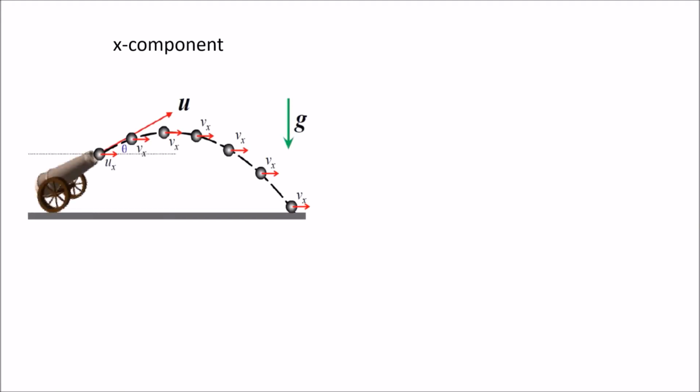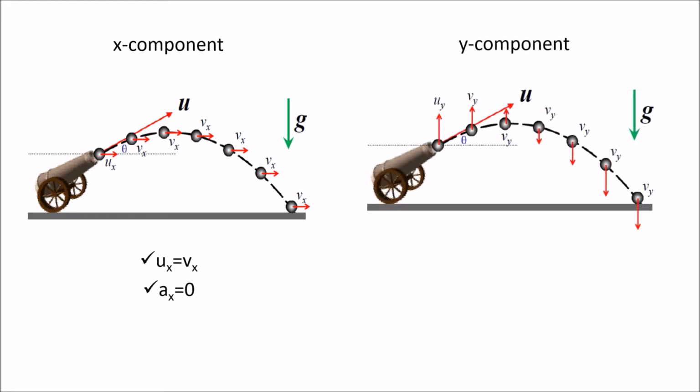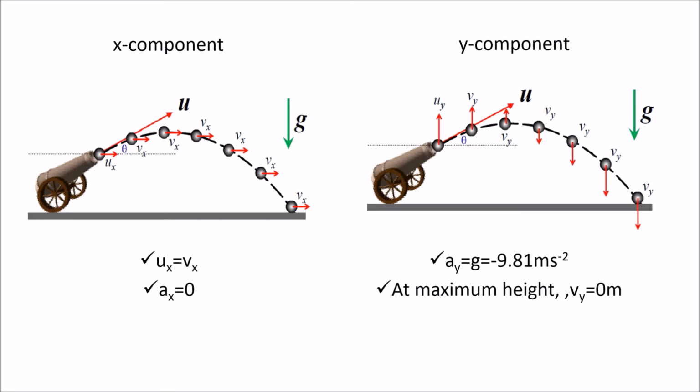The velocity for the X component, Ux and Vx, will remain constant throughout the motion. This is because there is nothing acting against the body, and hence the acceleration for the X component, Ax, is equal to 0. For the Y component, on the other hand, the acceleration Ay is always constant, which is always negative 9.81 meter per second squared. When the object is at maximum height, the velocity for Y component Vy is equal to 0. One more thing is that when the object is at the same level, they have the same resultant velocity.